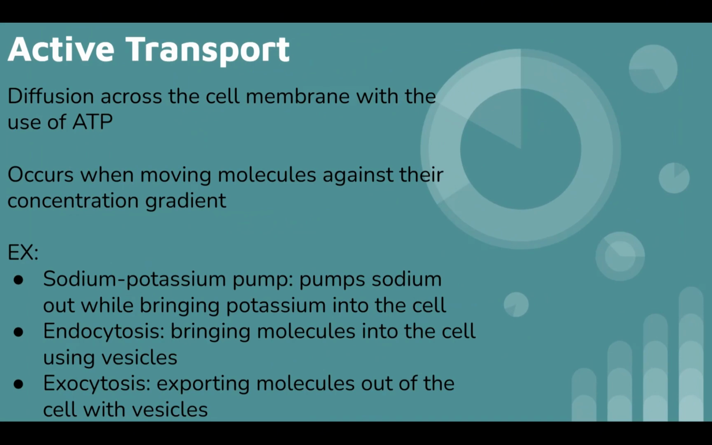However, that isn't the case in active transport, which is diffusion across the cell membrane with the use of ATP, or energy. This occurs when moving molecules against their concentration gradient. For example, a very basic common one that the test will give you is the sodium-potassium pump, which pumps sodium out while bringing potassium into the cell, and it uses ATP to function. Another one, endocytosis, which brings molecules into the cells using vesicles, and exocytosis, which is the opposite, exporting molecules out of the cell, both use ATP.